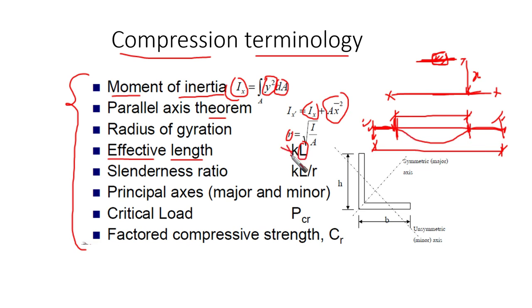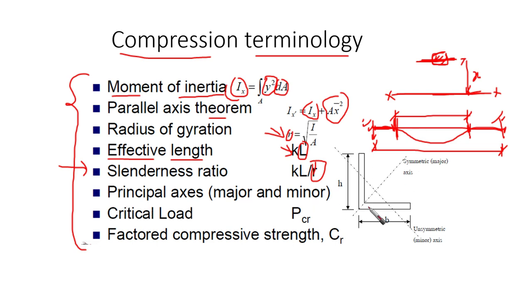K is a factor that is used for calculating or giving the effective length. Slenderness ratio is going to be KL over r, the radius of gyration that we have explained here. This is commonly used throughout our compression member equations. Principal axes, major and minor.